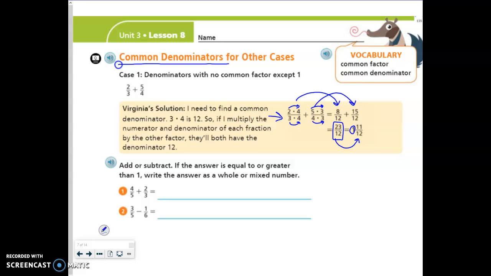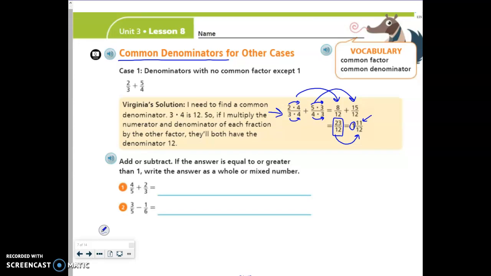After I do that division, after I pull that group of 12 out, what am I left with? And in that case, I'm left with 11, which is our new numerator. And the 12 stays the same. The denominator will not change in that instance.